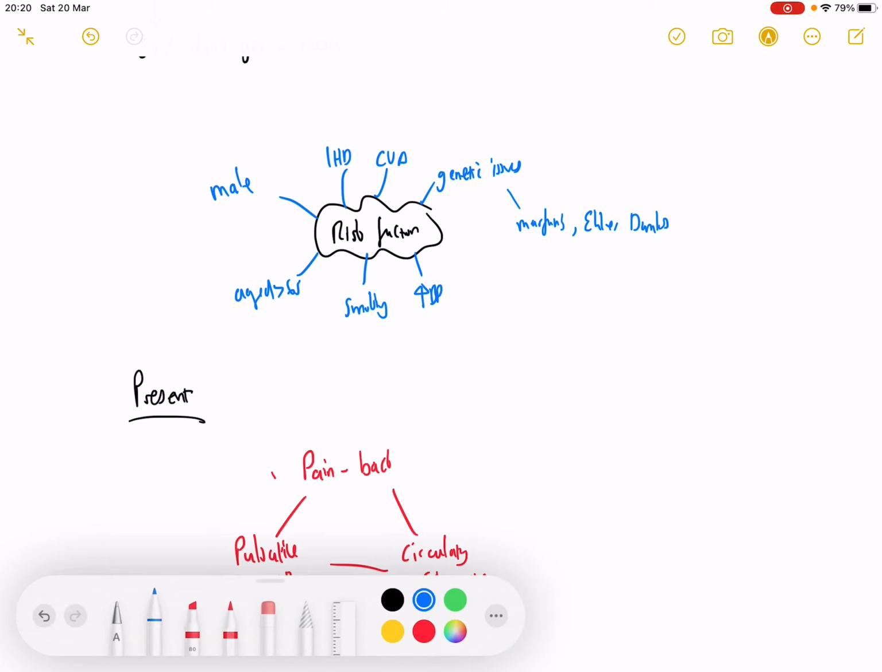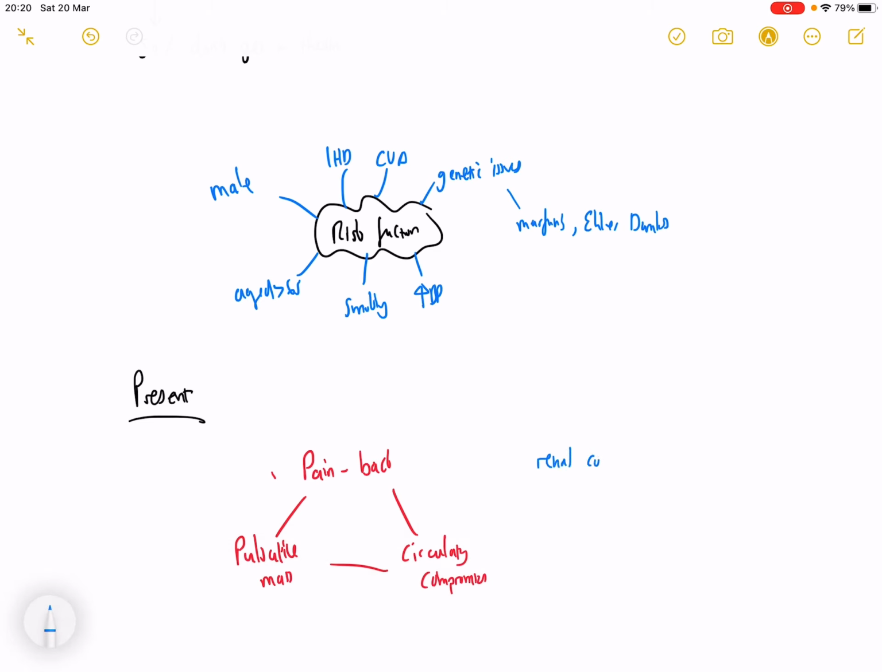But you may get other things: renal colic type pain, radiation to the legs, severe chronic back pain in a contained rupture, and transient lower limb paralysis. So you have a triad of pain, circulatory compromise, and a pulsatile abdominal mass.